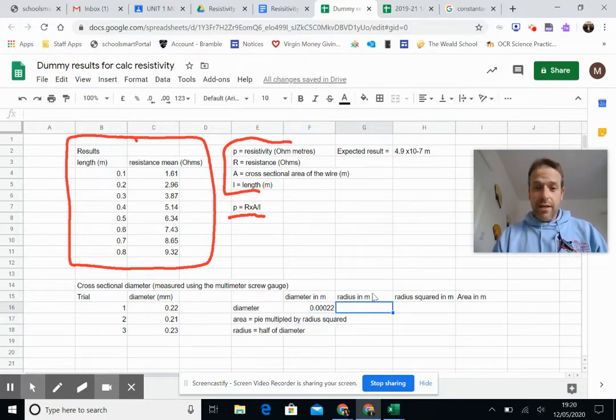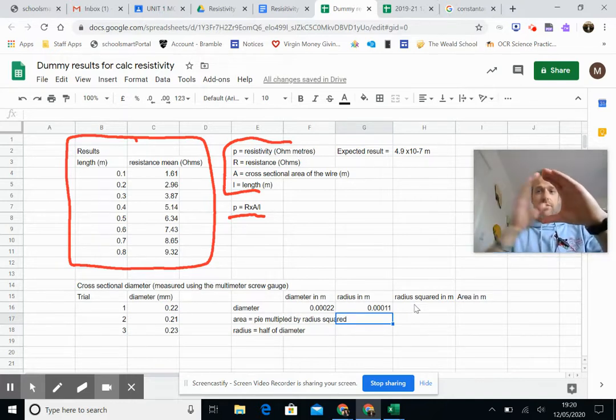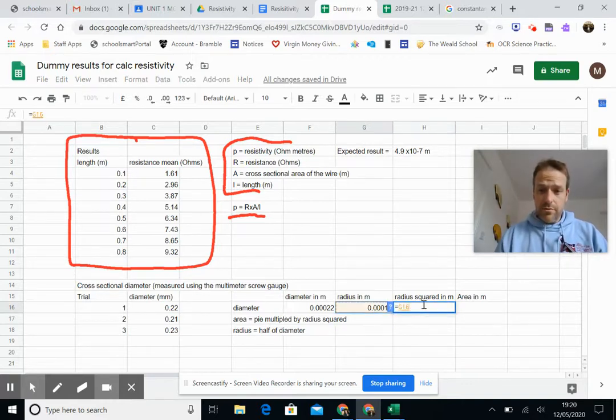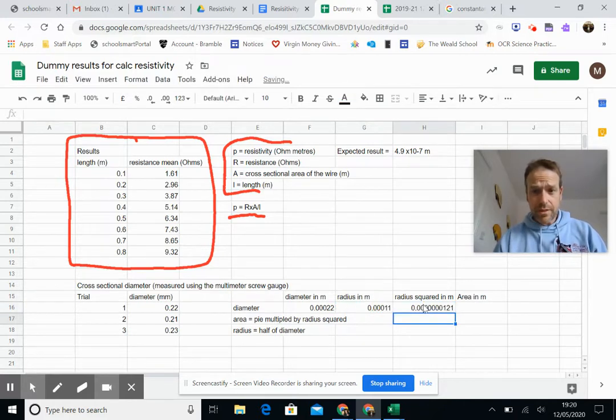Then how do we calculate the area of a circle? Well, that's pi r squared. Okay, so let's calculate our radius first. Radius equals half of that. Okay, half of the diameter. Yeah, the radius of a circle, halfway from the middle to the edge. Then we're going to square that. So we're going to do equals that one multiplied by itself, the radius squared in meters, and then the area, we're going to take that.